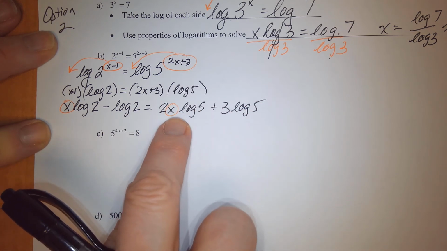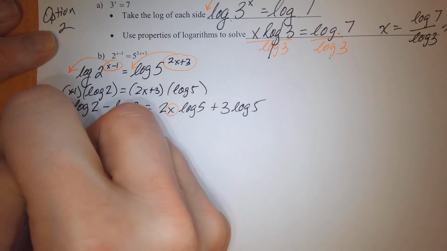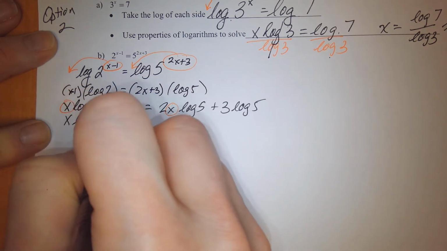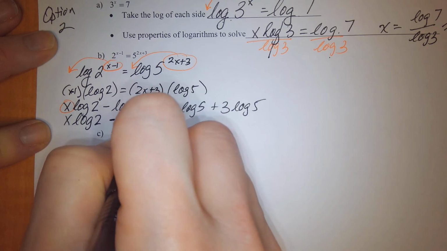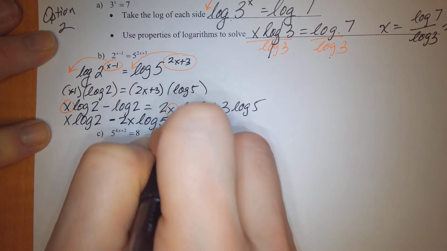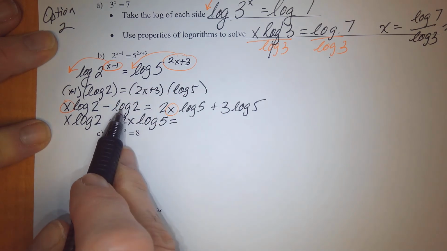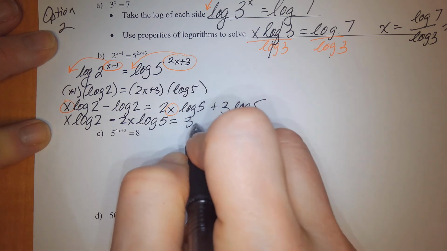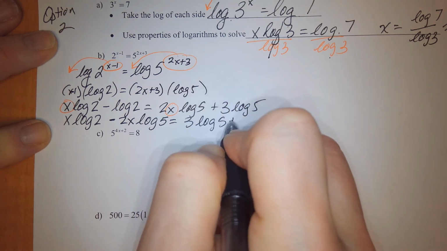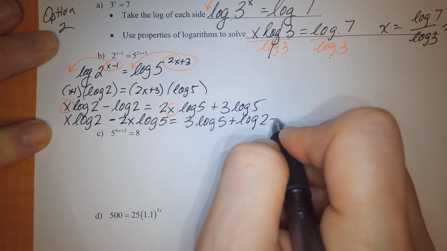So let's start by subtracting this term and moving it over. So x log 2 minus 2x log 5. And now I'm going to take the log 2 and add it and move it over here. 3 log 5 plus log 2.